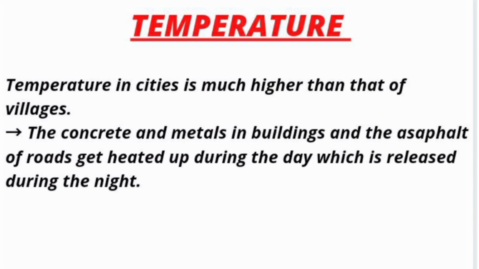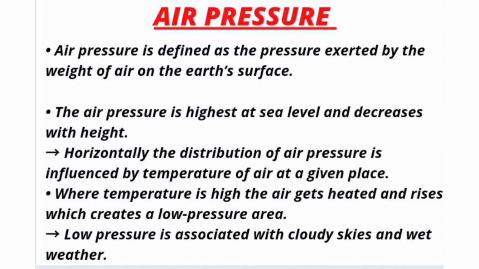Now we will discuss air pressure. Air pressure is defined as the pressure exerted by the weight of air on the Earth's surface. The air pressure is highest at the sea level and decreases with height. Horizontally, the distribution of air pressure is influenced by temperature of air at a given place. Where temperature is high, the air gets heated and rises, which creates a low pressure area.